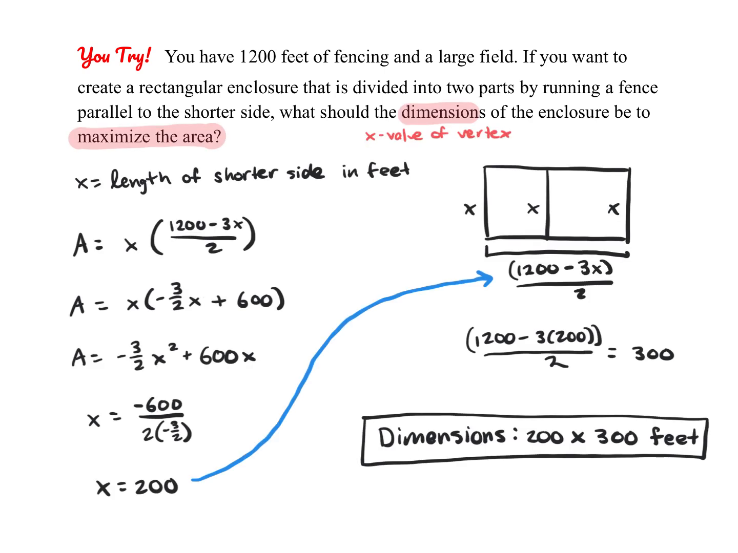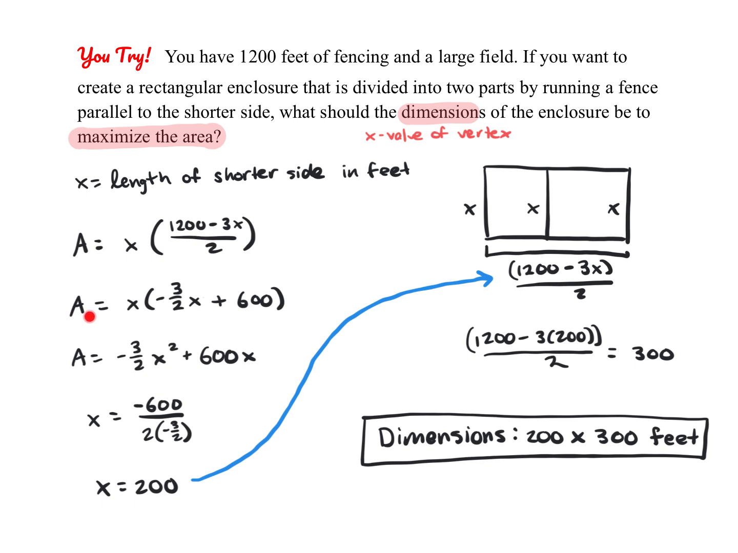All right, go ahead and check your work here. I drew my picture and I defined x as the length of the shorter side in feet. Please make sure you have defined your variable. On a test or quiz, I would take off points for not defining your variable. So if this width is x and we started with 1,200 feet, I've used up 3x, and then I have to split the remaining fence up over 2 equal sides. So this is how you can define the length of your rectangle.